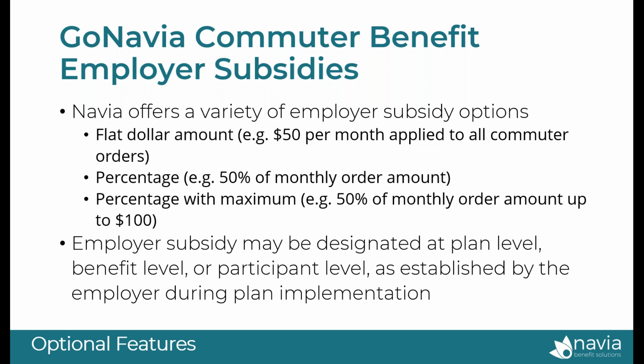The first option that we would like to highlight here is our employer subsidy. Navia does have a variety of options for making employer subsidies available on the commuter benefit to participants, including whole dollar amounts. For example, participants receive up to $50 per month from the employer to be applied to the commuter benefit. We could do a percentage. For example, participants receive an employer subsidy of 50% of their order.